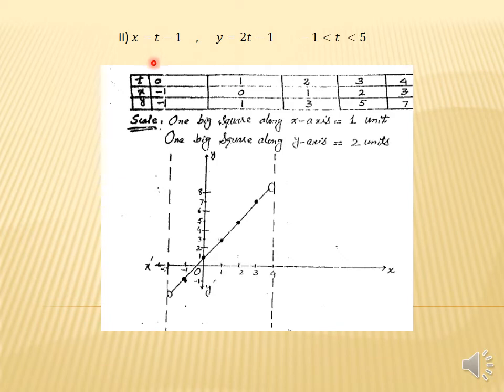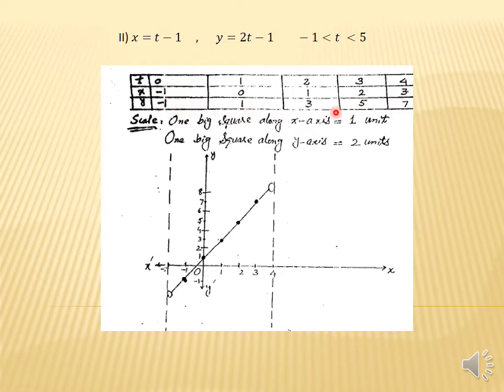Now student, in the second part we have x equals t minus 1 and y equals 2t minus 1. The value of t lies between -1 and 5, but -1 and 5 are not included. So we can write down the values of t in the above row. And similarly, we put the values of t one at a time in x and we get these values term by term. If we put 0, then we get -1. If we put 1, then we get 0; 2, then 1. If we put 3 in x, then we get 2. If we put 4, then we get 3.